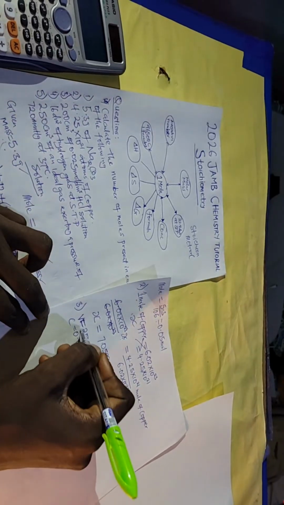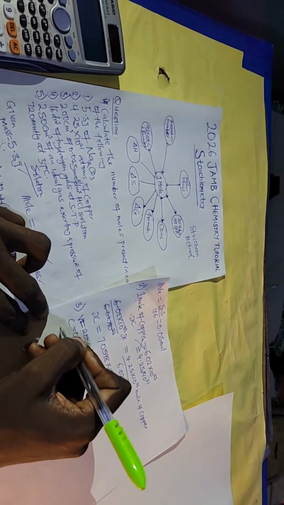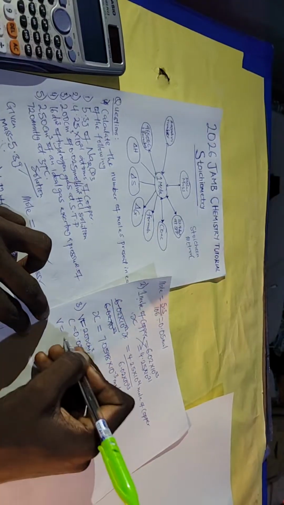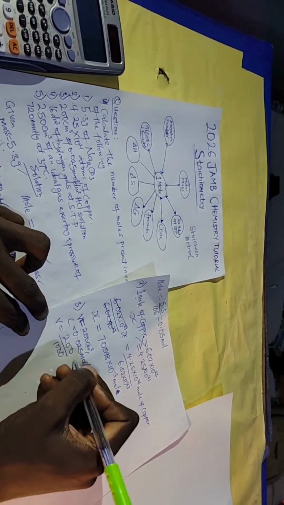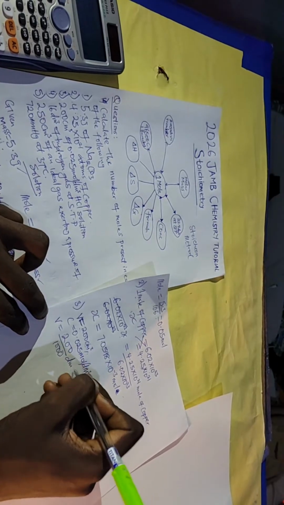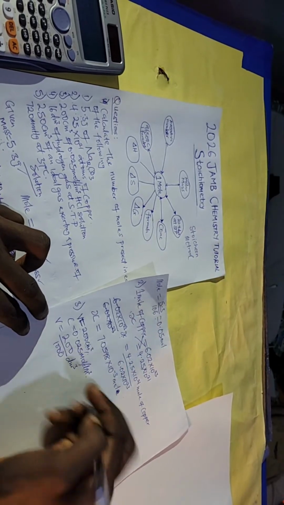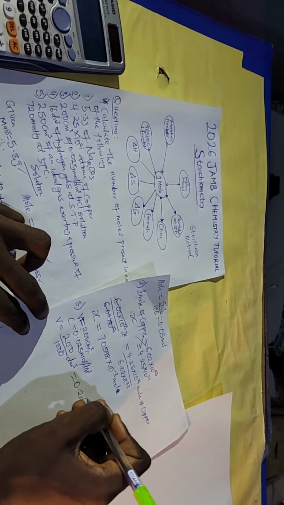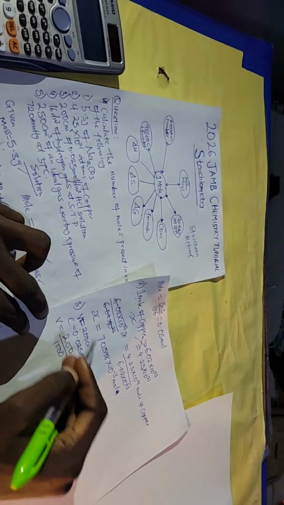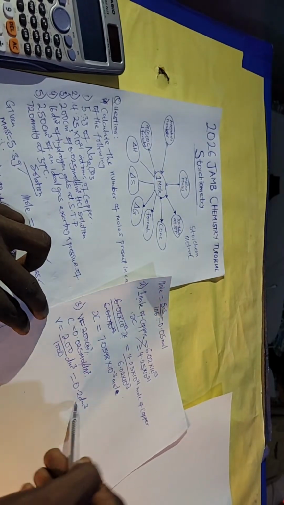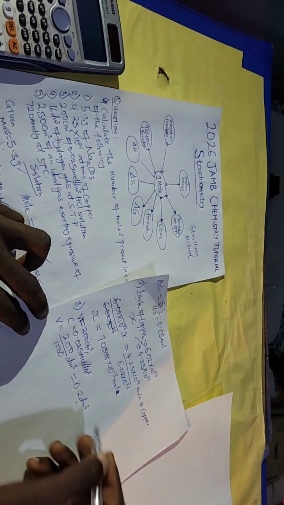So converting this one now to dm cube, our volume will be 200 over, you divide by 1000. So when you divide by 1000, you have successfully converted it to what? Dm cube, and that will be 0.2 dm cube. Now we have converted this from centimeter cube to dm cube.